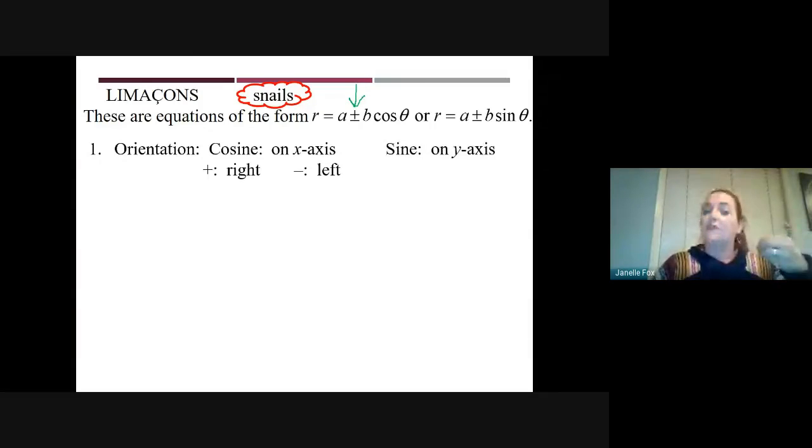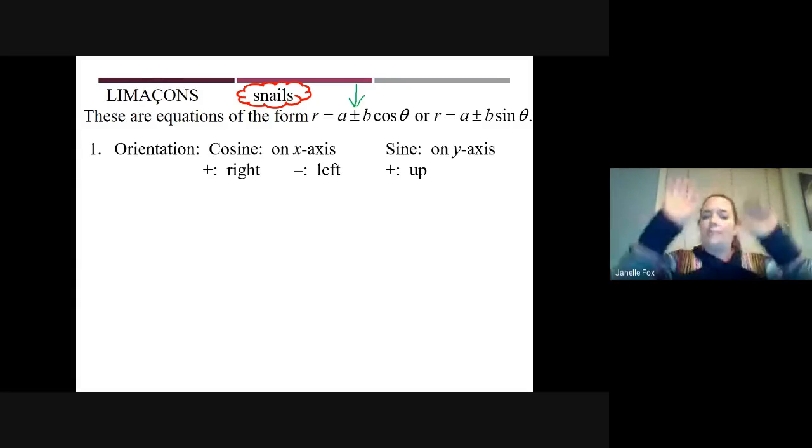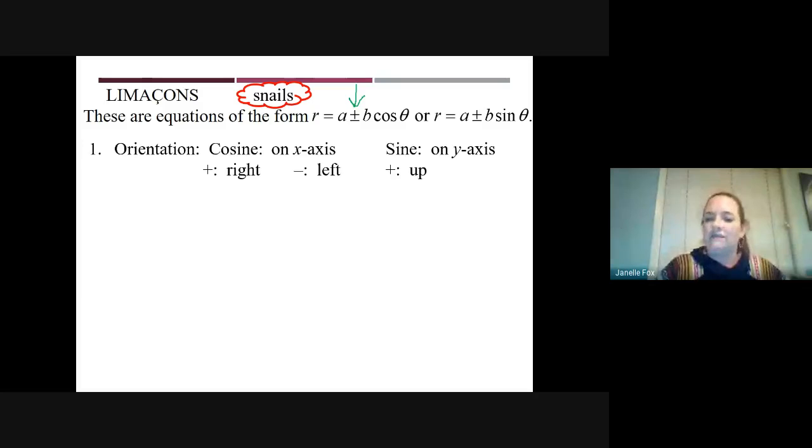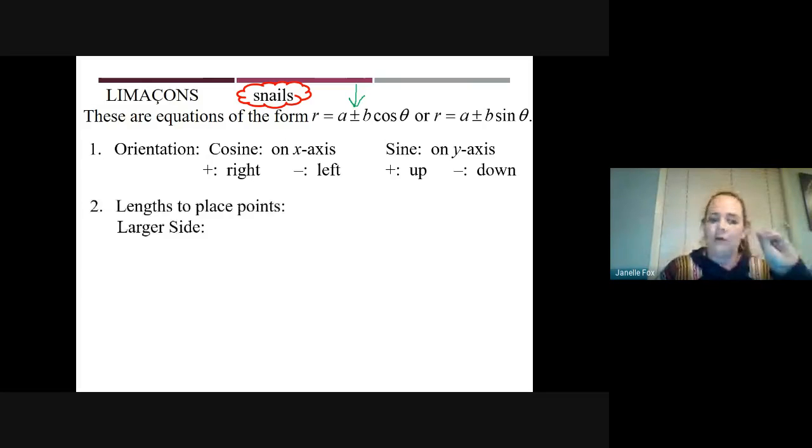Now, if it's a sine, the bulk of the shape is on the y-axis. If the operation in the middle is a positive, it's mostly up, and if the operation is a negative, then it's mostly down. Okay, so we've got how it's oriented and where most of the shape lives. Then the next thing we have to find are some values. There are certain lengths that you need to find. There's going to be 4 of them where you have to place the point. So there's always a larger side, a smaller side, and then what I like to call the bumps, just of what the shape looks like.